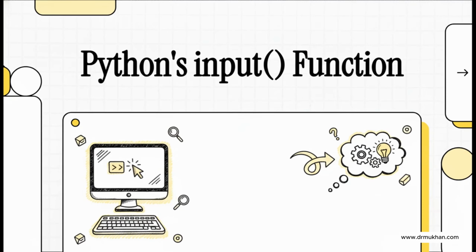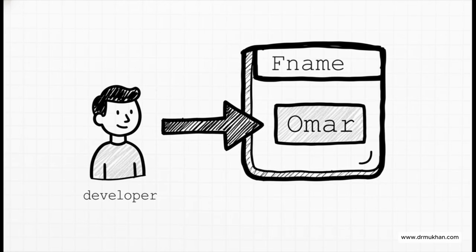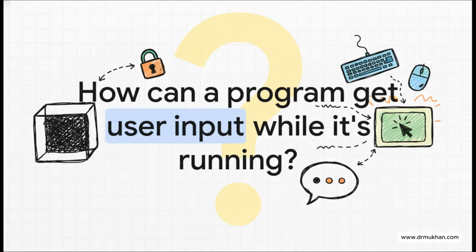Let's make our Python programs interactive. The key, it's the input function. Usually we just assign values right in the code, something like this. But that's pretty static, right? So how can our program get info from a user while it's running?